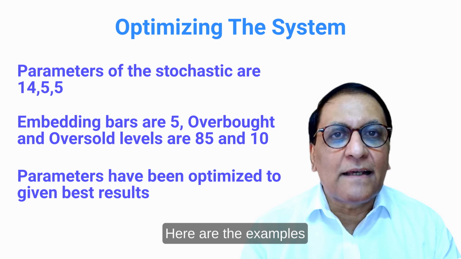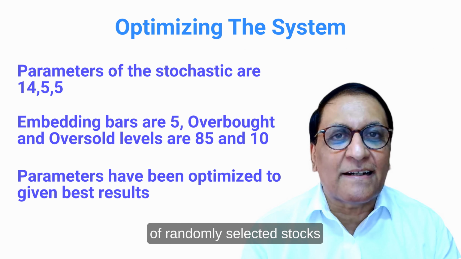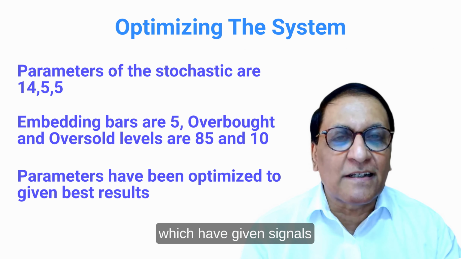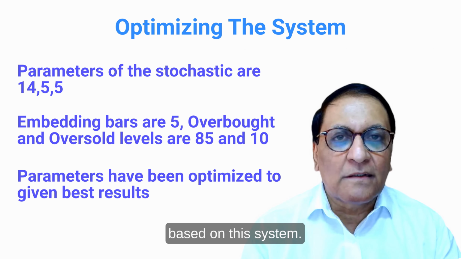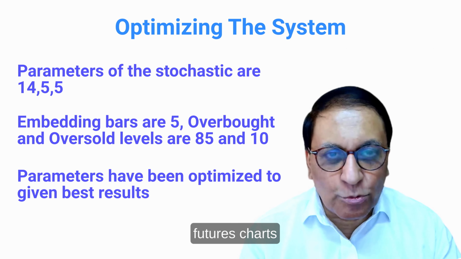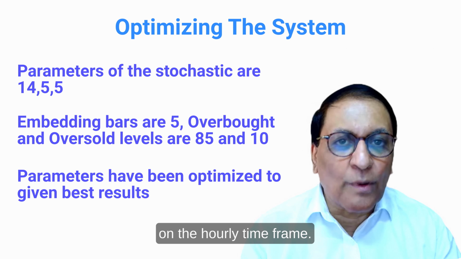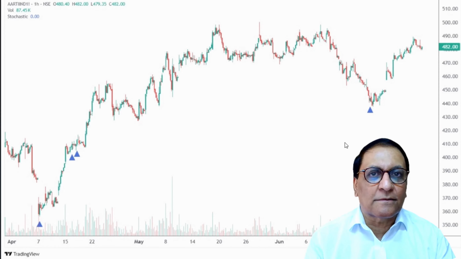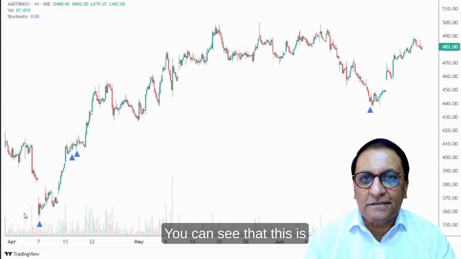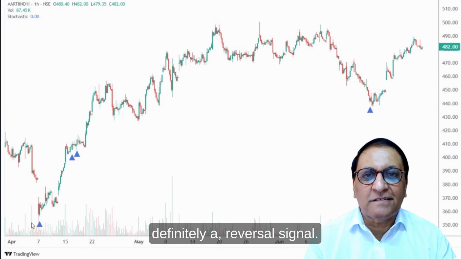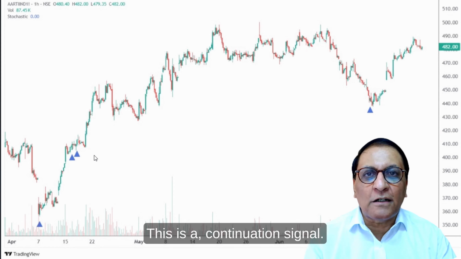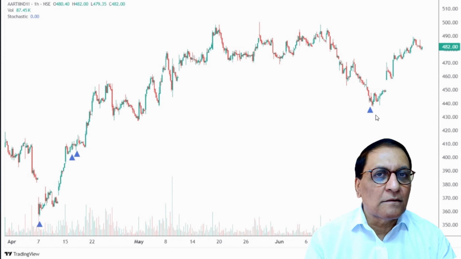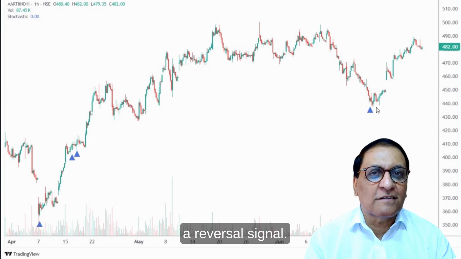Here are examples of randomly selected stocks which have given signals based on this system. These are all based on futures charts on the hourly time frame. So we begin with the chart of Aarti Industries. You can see that this is definitely a reversal signal. This is a continuation signal. This here again is a reversal signal.